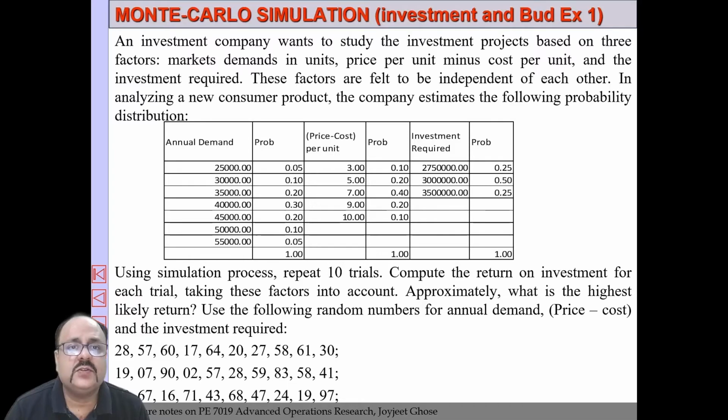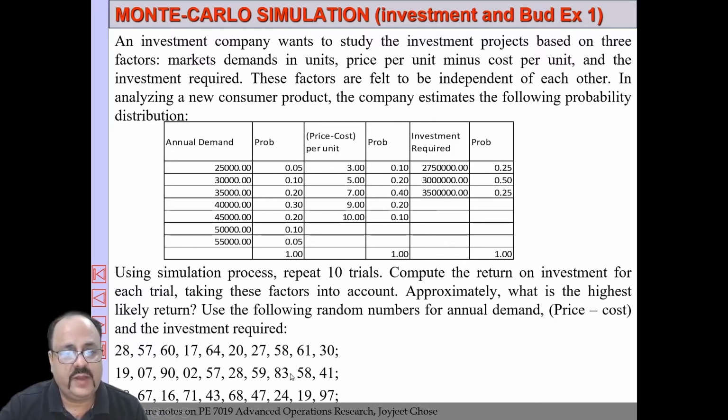In analyzing a new consumer product, the company estimates the following probability distributions. The probabilities of the demand are known to us, the probabilities of the profit per unit are also known to us, and the probabilities of the investment are also known to us. These 3 factors are independent of each other. So in order to simulate this, we have to independently generate the random numbers, and from that we'll be mapping to the demand, to the profit per unit and to the investment.